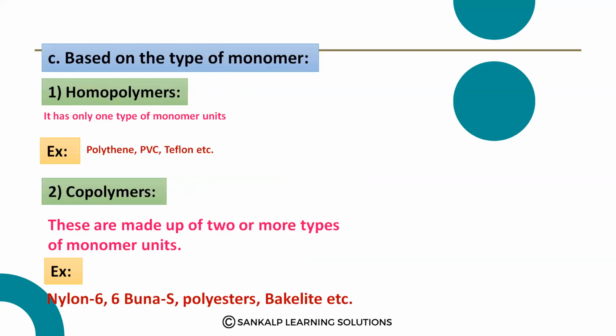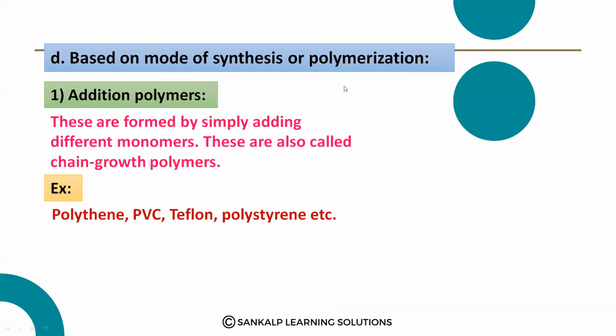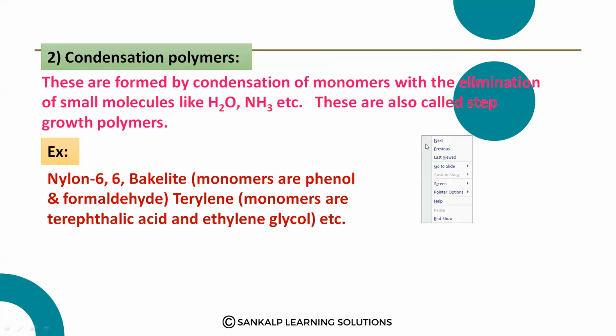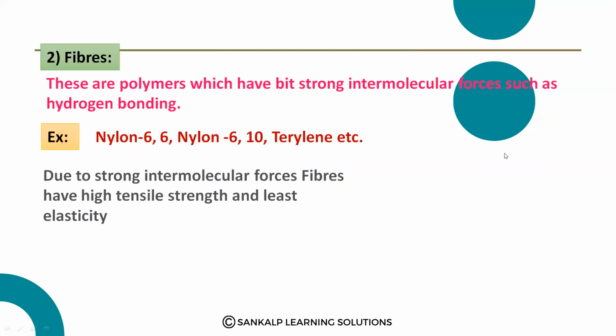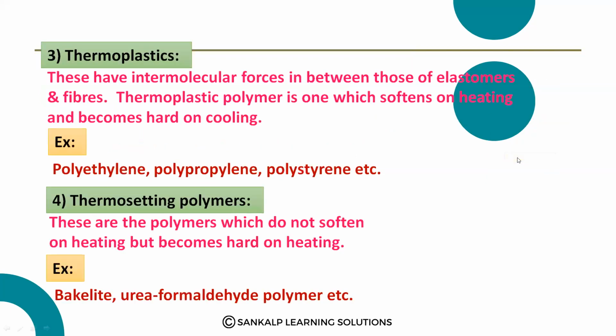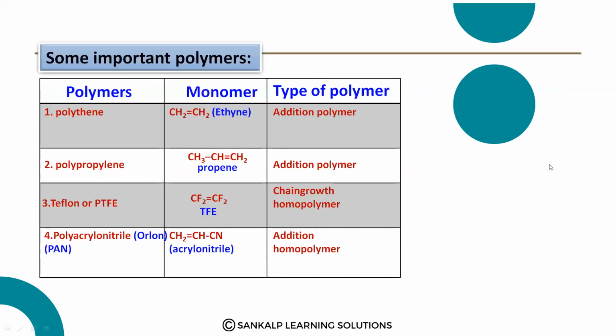The third classification is based on the type of monomers. They are classified as homopolymers and copolymers. Next, we have discussed the classification based on the modes of synthesis or polymerization. They are classified as addition polymers and condensation polymers. Then we have seen, based on molecular forces, elastomers, fibers, thermoplastics, and thermosetting polymers. So we have discussed all this.